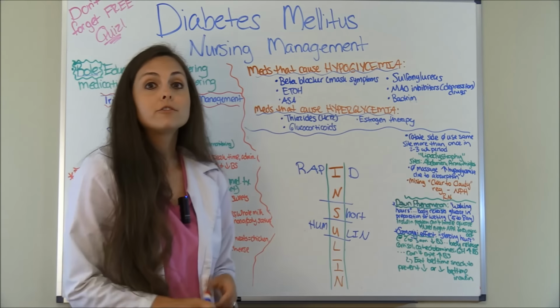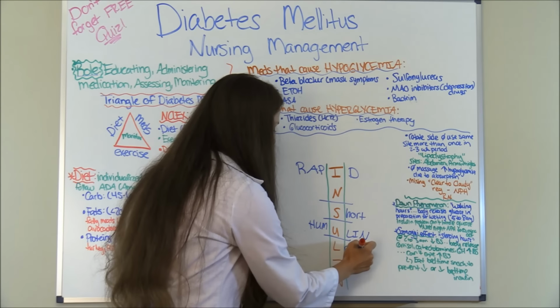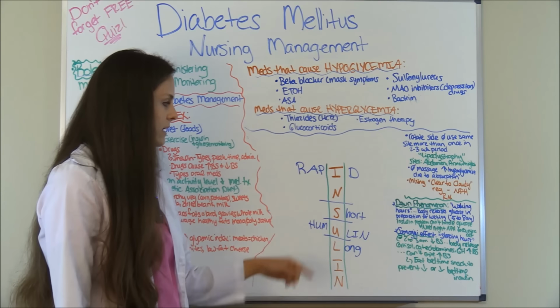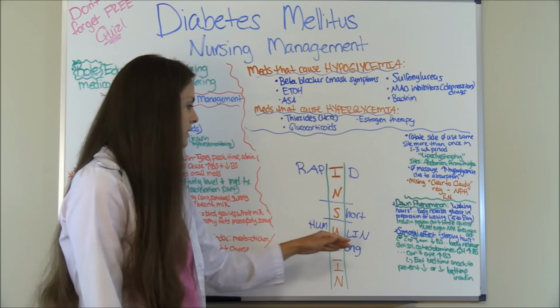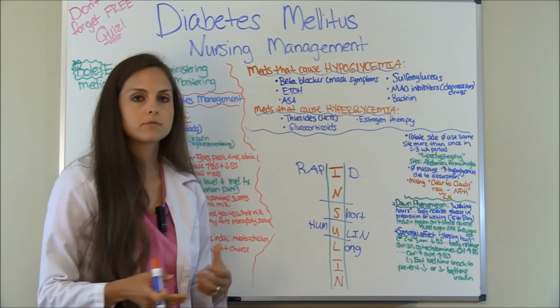And then L for long, that's our last ones, long acting. So we're going to write L for long. Okay, so now you have your categories. You have rapid, short, intermediate, the U's in the middle, so we know it's intermediate, and long. So now let's just add the types of insulins to help us remember.